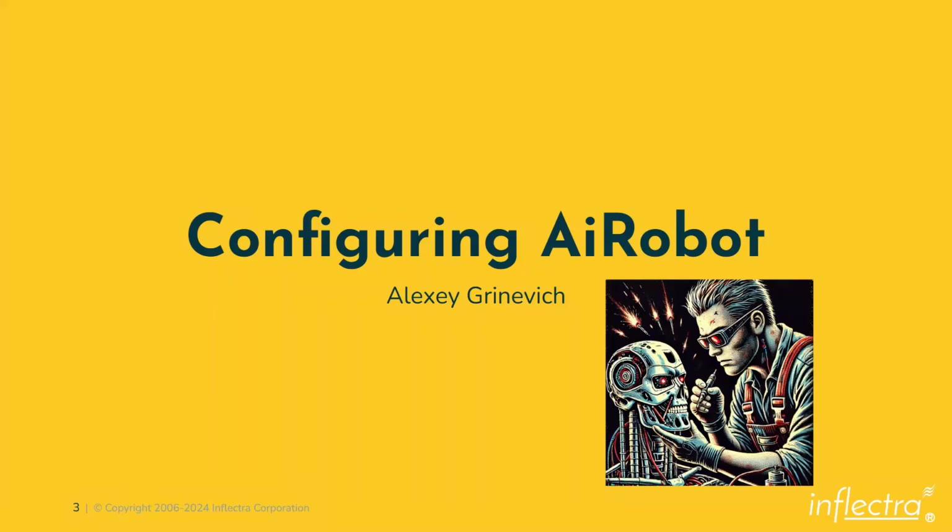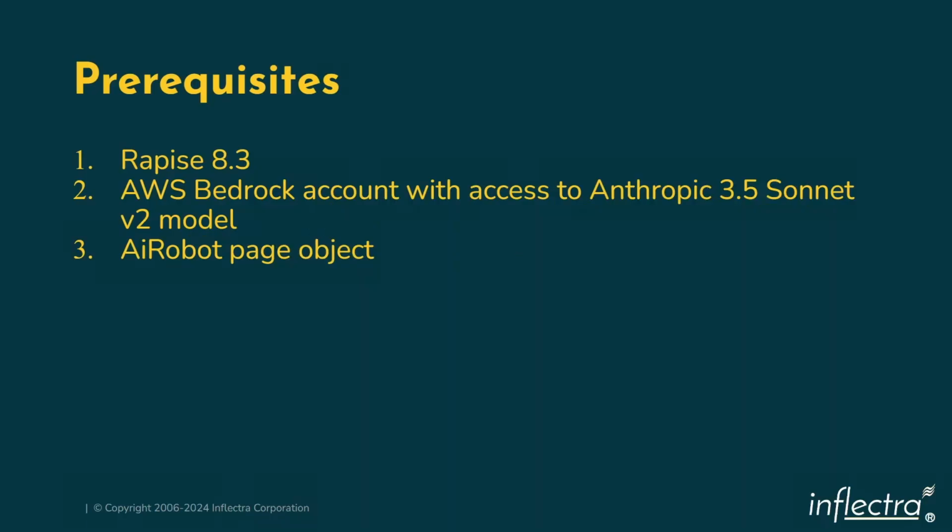In case you want to try AI robot yourself, and we always encourage you to try what we do, here is some guide on how to get started with it. So we have just a few prerequisites. First is Rapise 8.3 or higher. It is required for this functionality to work properly.